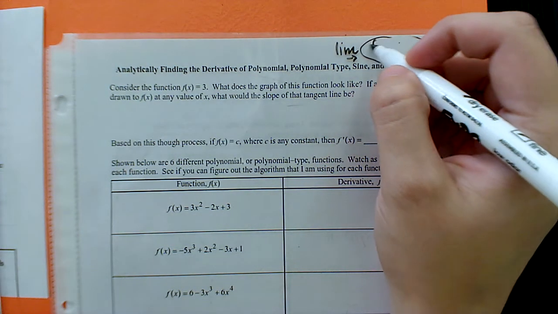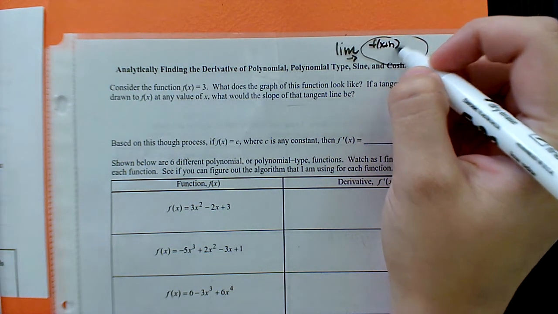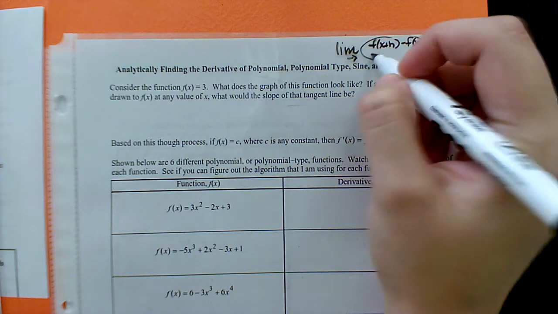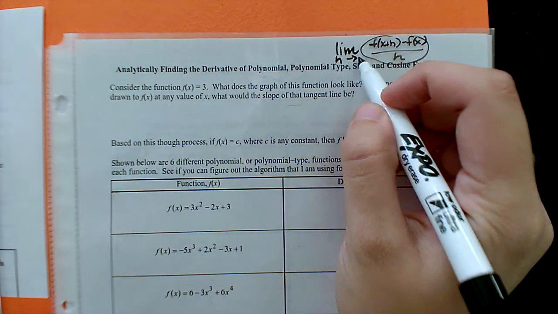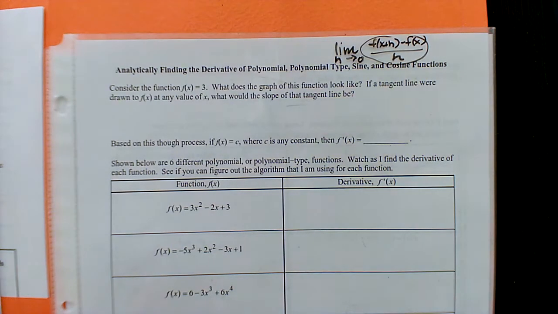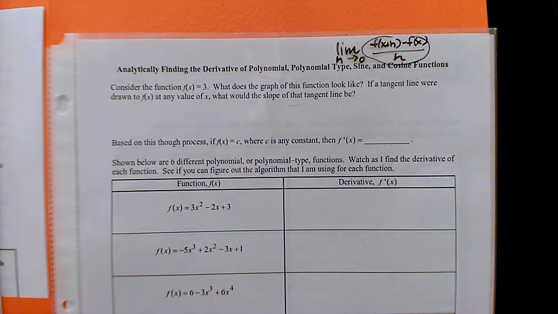F of x plus h minus f of x. Yep. All over h. All over h. Good. H is approaching 0. H is approaching 0, okay? The limit definition of a derivative is basically slope. The slope of a secant line.